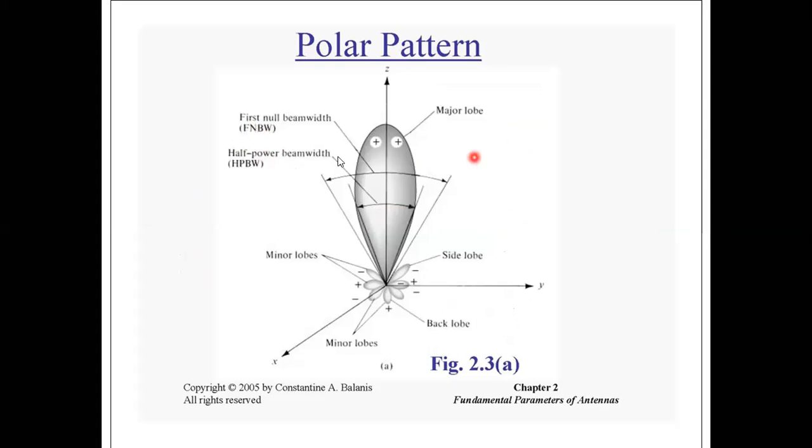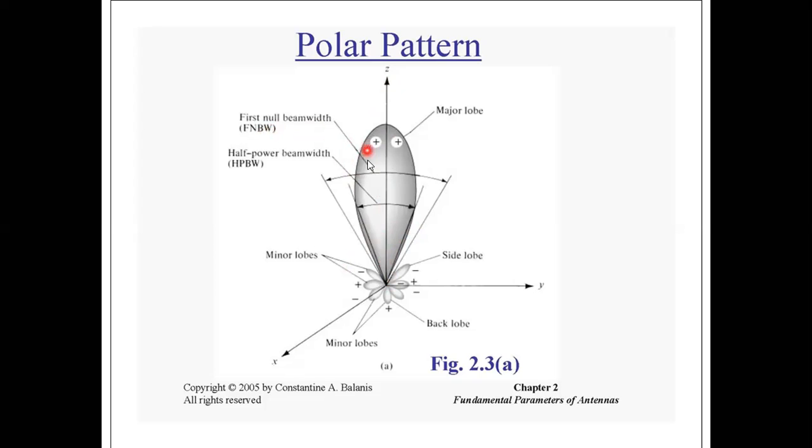Here we define one more new term called first null beam width. I already discussed half power beam width. If you look at this pattern, this is called a polar pattern. Polar pattern means the graphical representation of the variation of field or power in the direction of theta or phi.